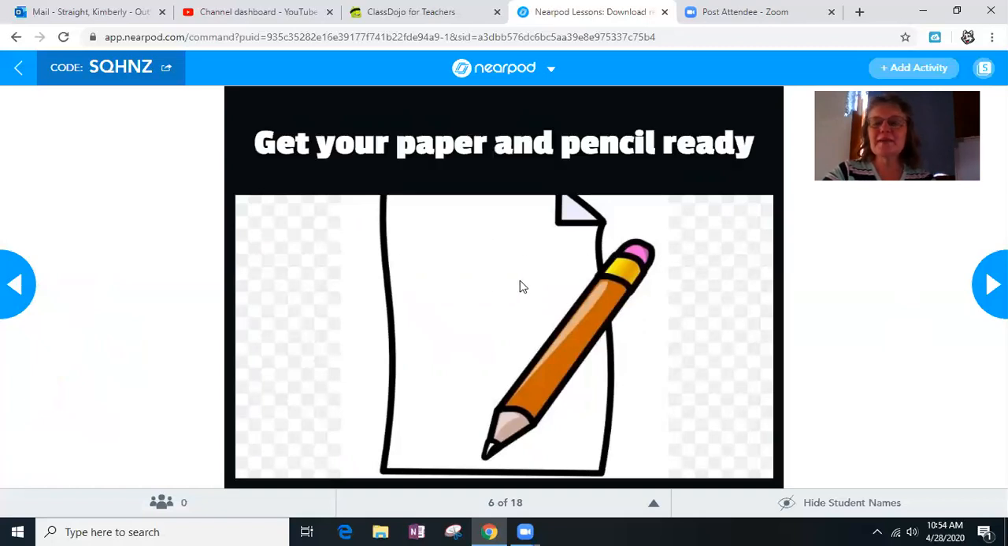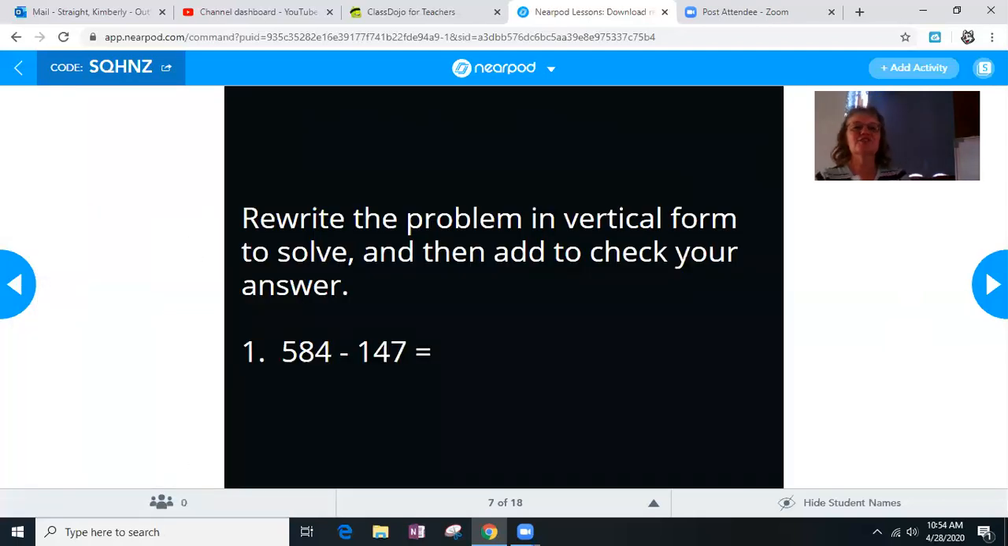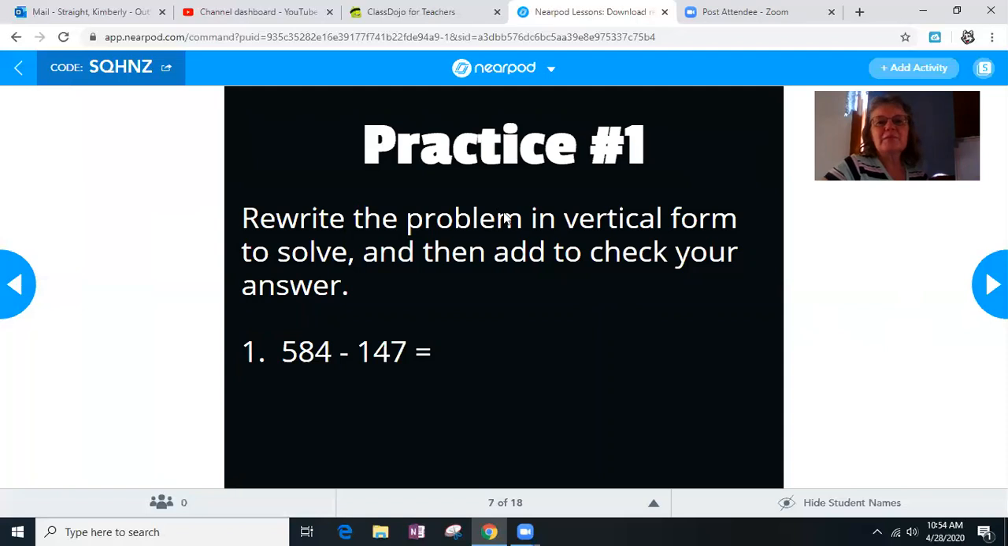So get your pencil and paper ready. We're going to work on 3 problems together. So you are to rewrite the problem in vertical form, 584, take away 147. And then you are going to solve it. So let's write that down together.